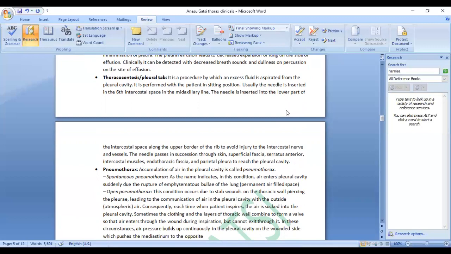are known as emphysematous bullae. These are permanent air-filled spaces that are found in people who actually have emphysema. So when these burst, you then have a spontaneous pneumothorax.